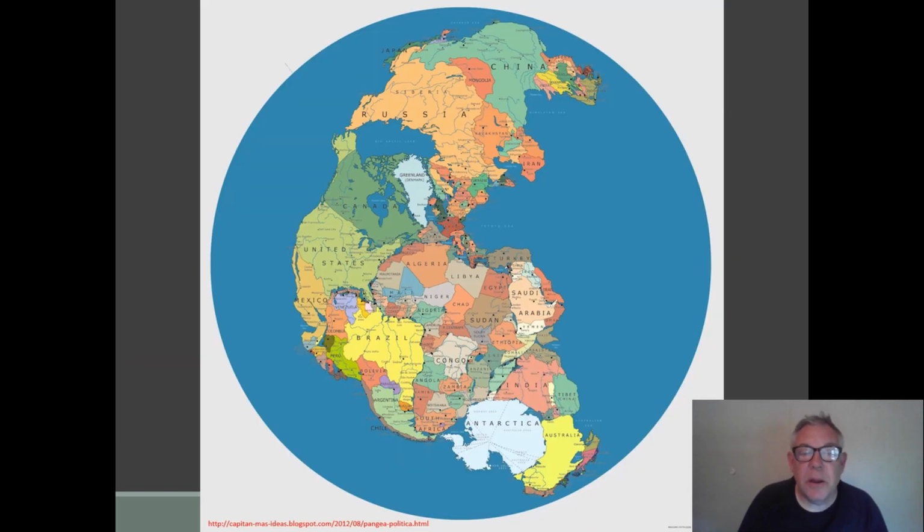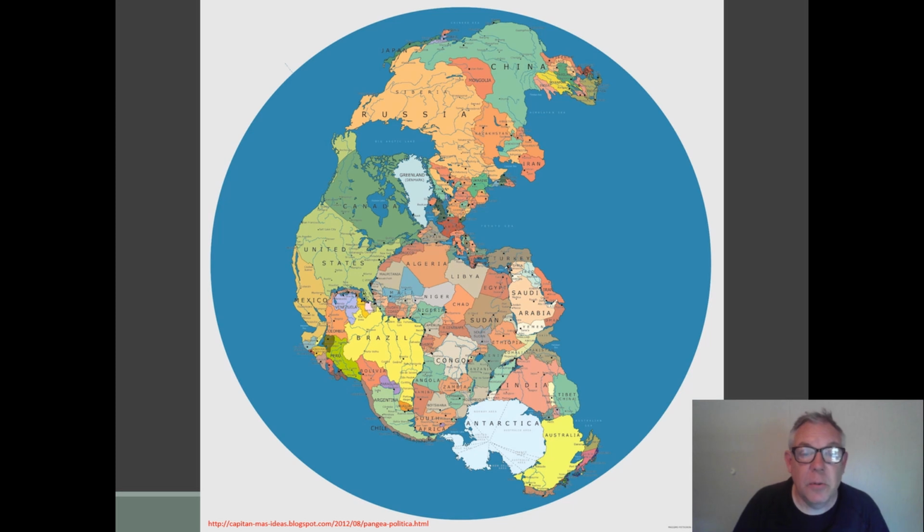Here's a cool diagram. You may have seen this on the internet. It's where they took Pangea and mapped all of the modern day countries on where they occurred. So if Pangea existed today, this is where everything would be. This is kind of fun to study to get an idea of where, if you're familiar with our modern countries, they would have been 225 million years ago.